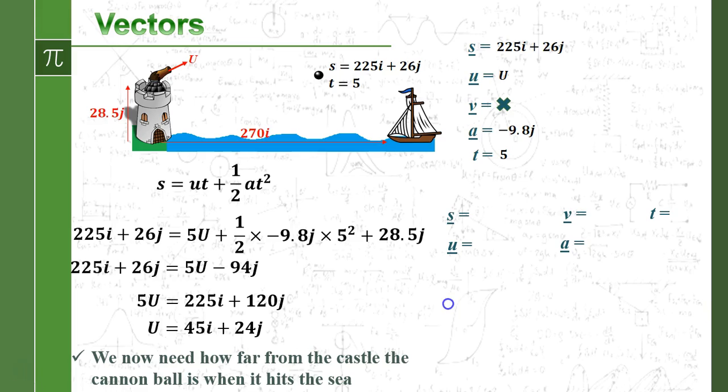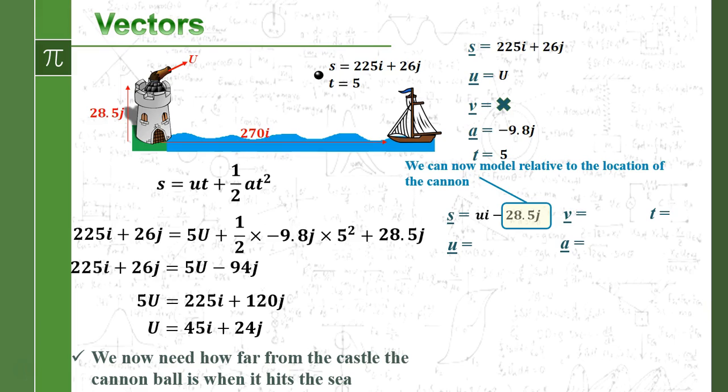Now this time I'm going to do it slightly differently, because for the displacement I know something. I'm going to model it as if we're taking from the point where the cannon is fired, because at that point we know that we're 28.5 meters below that level there. So when it hits the sea, we've got a vertical component minus 28.5. And what I'm interested in is this horizontal component here.